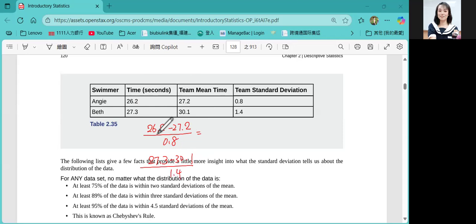1.4. So 26.2 subtract 27.2 divided by 0.8. It should be negative 1.25. And for 27.3 subtract 30.1 divided by 1.4, it will be negative 2. So if it's a normal distribution, this is the mean. So negative 2 may be here, negative 1.25 may be here. So negative 2 performed better. Best performer. Are you okay?